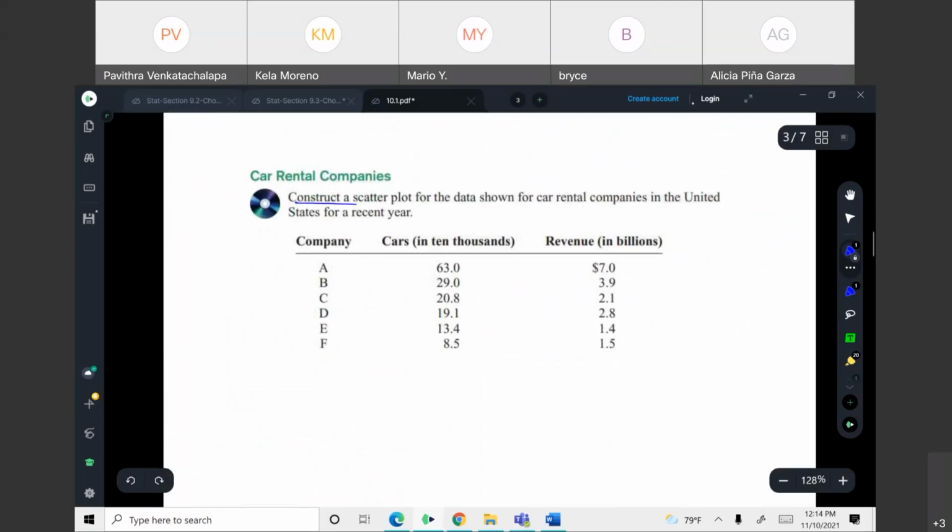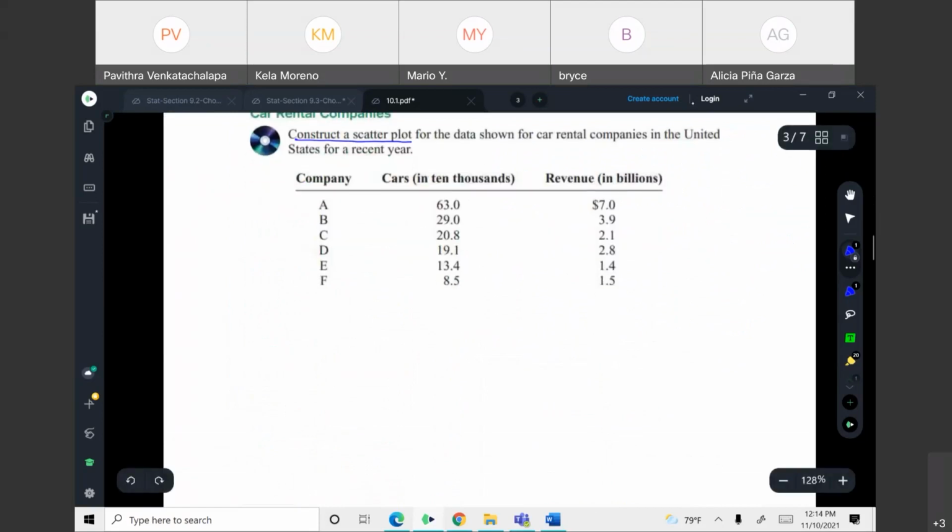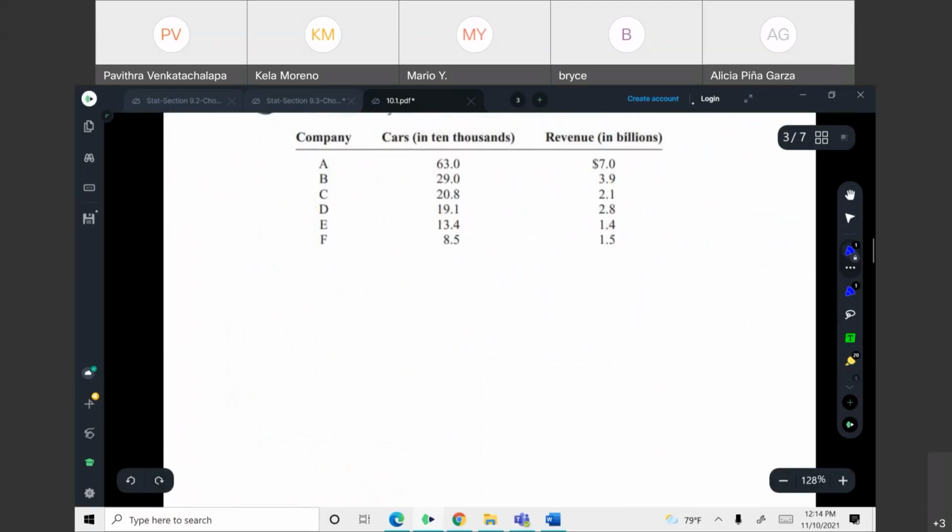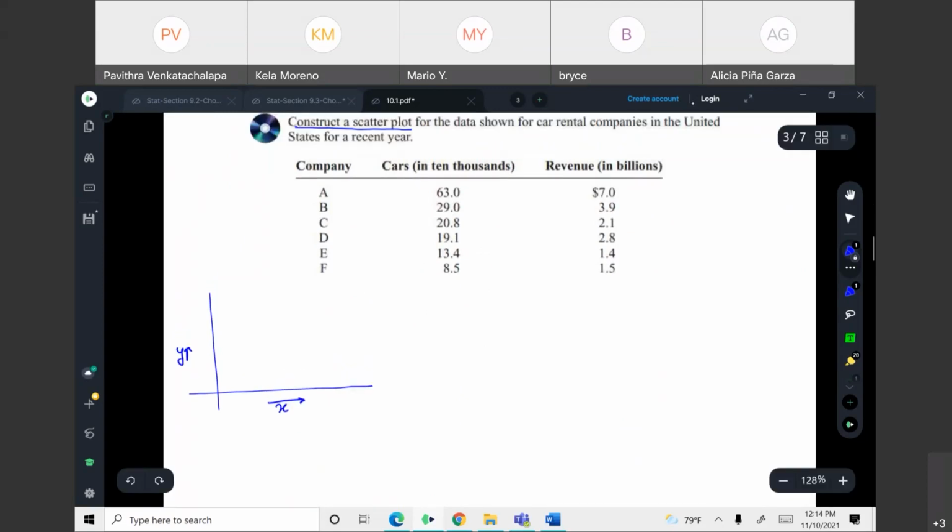Okay. So next, they are asking us to construct a scatter plot. I will show you for one and you can do the rest of them. Now, whenever they ask you to construct, just draw a line. It could be a rough diagram. This might not be your test problem, but it's good to know. Okay, now always you will take the first variable as x and the second column as y.